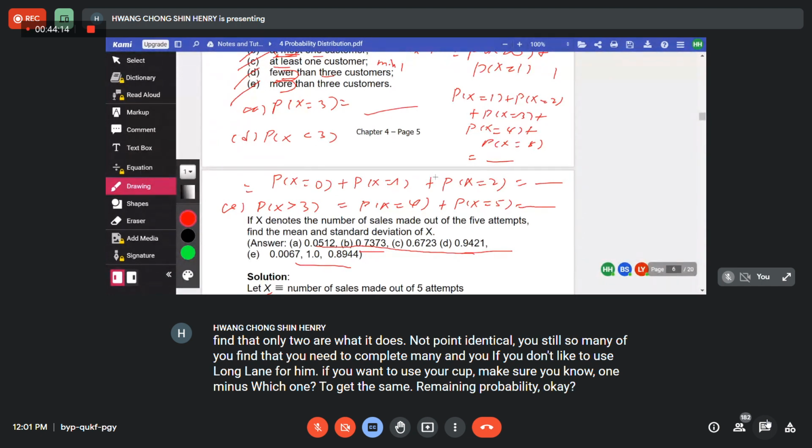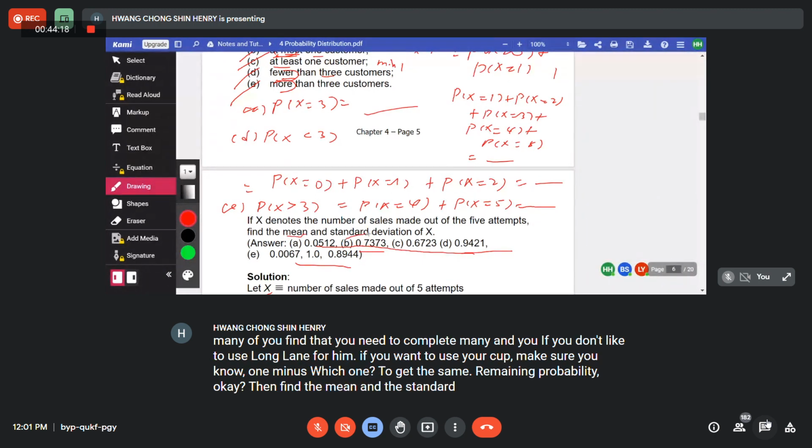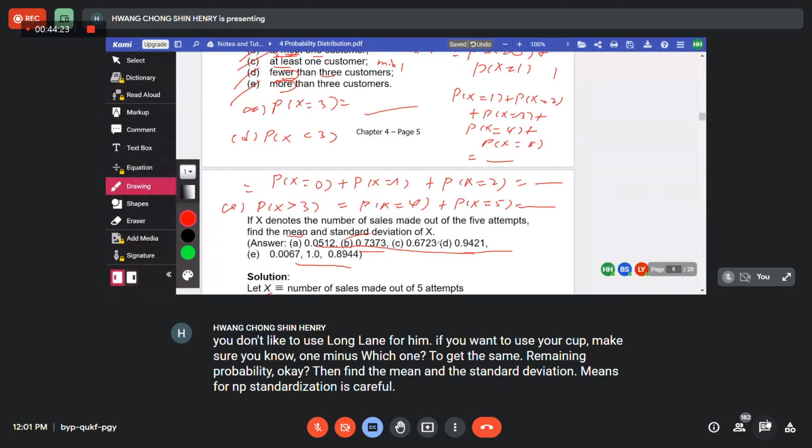Okay? Then find the mean and the standard deviation. Mean is np. Standard deviation is square root of npq. This is the answer.